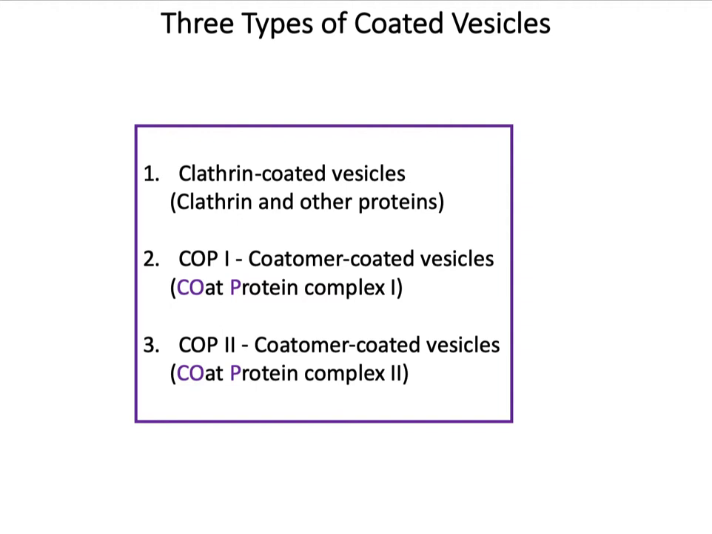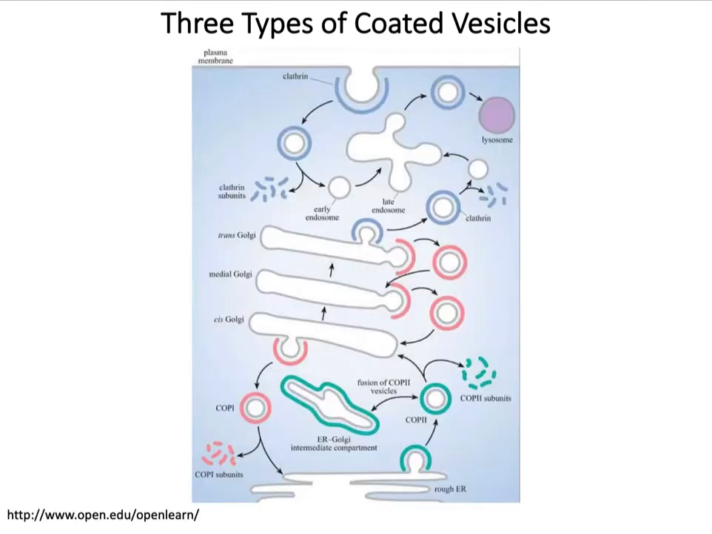But there are other kinds of coated vesicle in this system, and they are collectively known as coatomer-coated vesicles. There are two groups of them, the COP1 coated vesicles and the COP2 coated vesicles. So these are called the coatomer-coated vesicles. We'll look at their functions in the formation of vesicles and how they function in this pathway. So here are three types of coated vesicles involved in the vesicular transport.